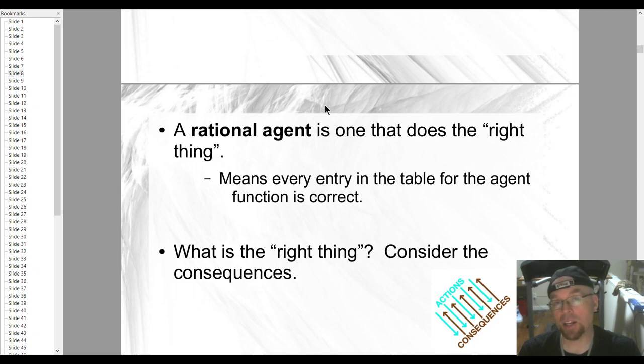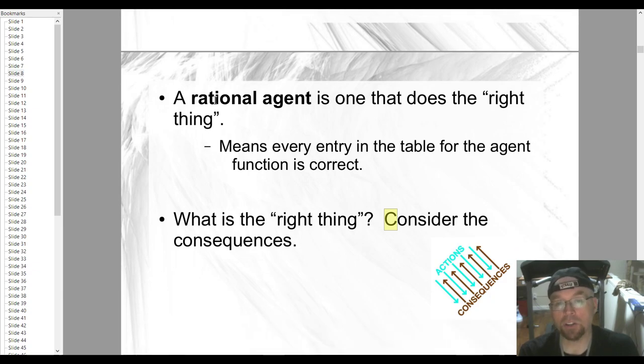What would be incorrect for that entry in the table, based on what I want the agent to do as the designer, would be to say, oh, well, dirty square, move right. That's not the right thing. The right thing in this context, in my opinion as the designer, is that it should suck up the dirt. So what is the right thing? What did I just do? I considered the consequences. If it was a dirty square, I wanted it to be clean, so I want the sucking action to happen so it's clean. Start with the end in mind, and that can help you determine what the right thing is going to be for that agent. So a rational agent is one that does the right thing, what it's supposed to do.